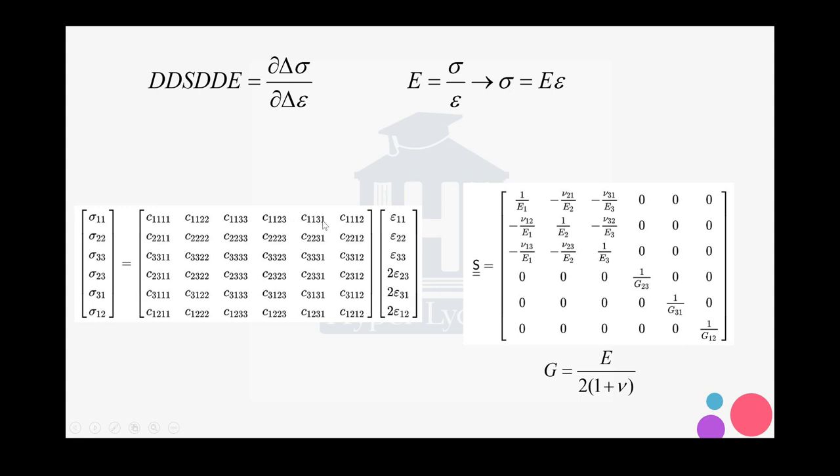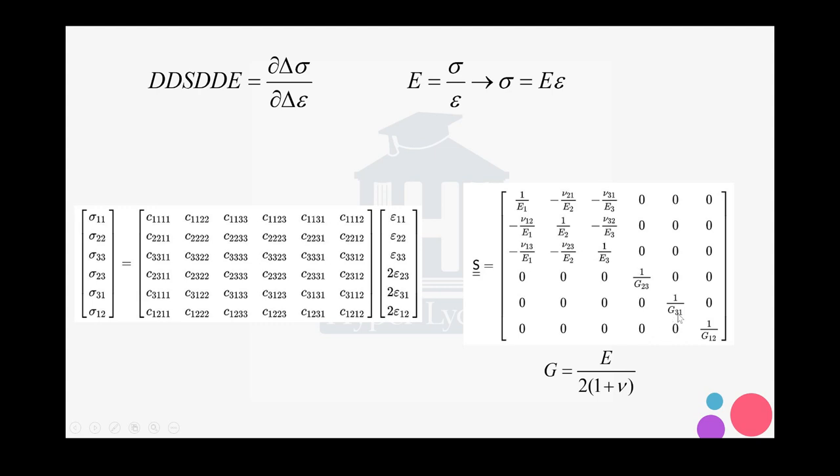If our material is anisotropic, every element in our matrix has a value. If we take the inverse of this matrix, we get this one, which is pretty familiar to us. These matrices are for anisotropic material. The formula between the Young modulus and shear modulus is this.